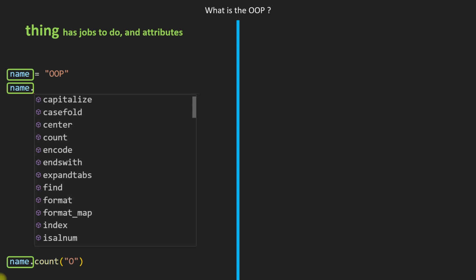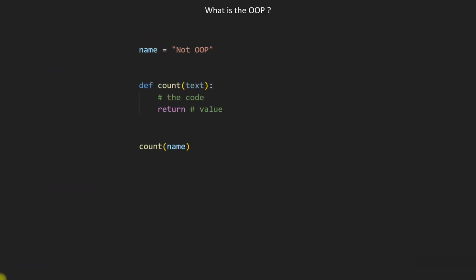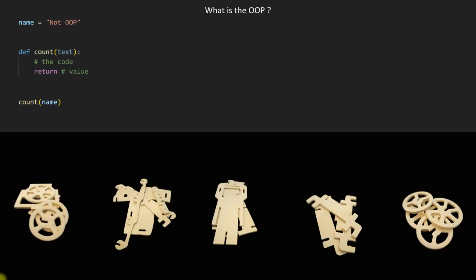Okay, what about the normal code that is not a thing? We will write name equals string. The string is a thing, but let us assume that it is not. And this time, that means there are no jobs inside this thing that I can use to do something. Because of that, because there are no jobs inside the string, this time we have to write external code that does this job like this. And I think this code reminds you of these parts. Each one works separately and all of them are separated from each other.